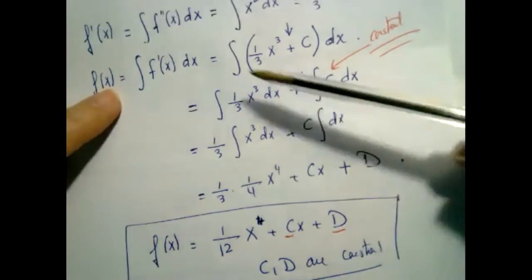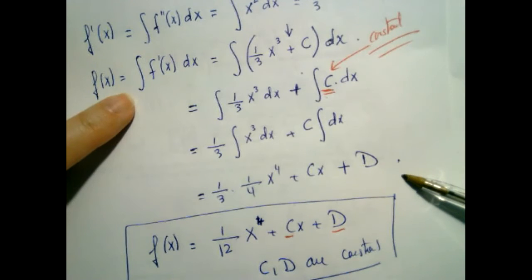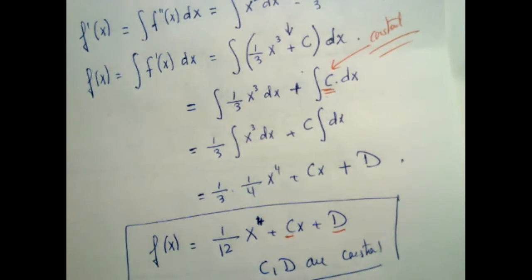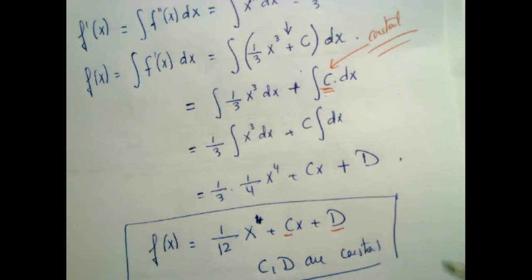And then once I find this, I have to find f. I have another constant. So if I don't have any initial conditions on the problem, I have to proceed this way. I don't have any other choice. I have to show that I have 2 constants in the picture. There is no way out.